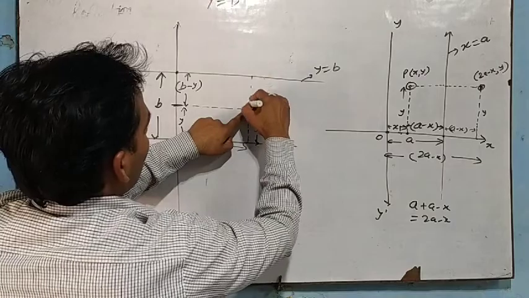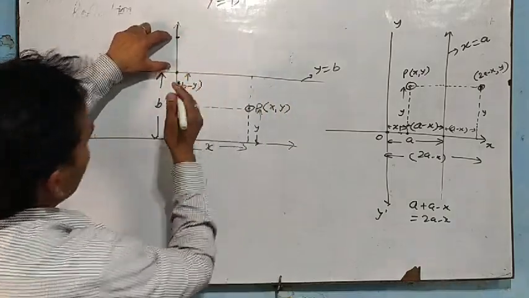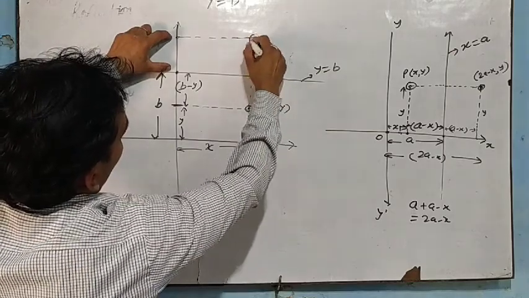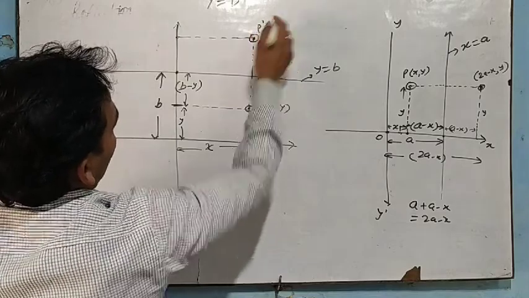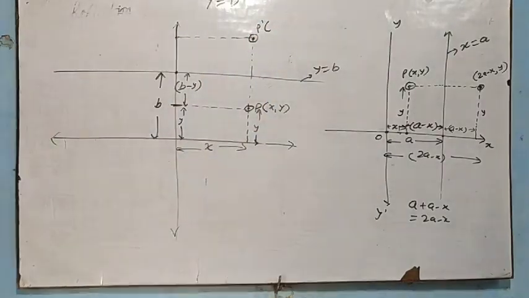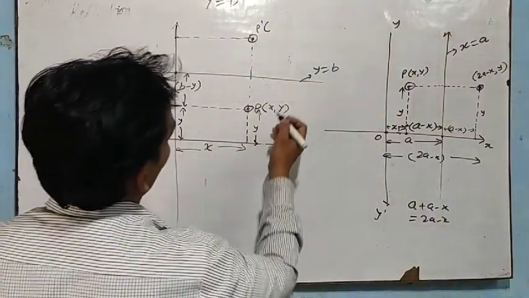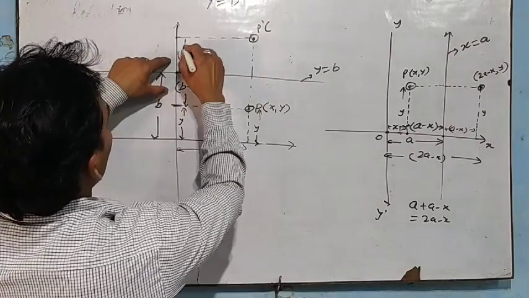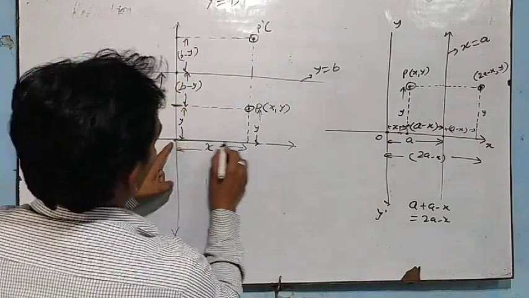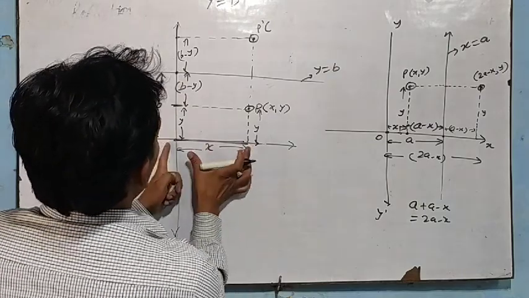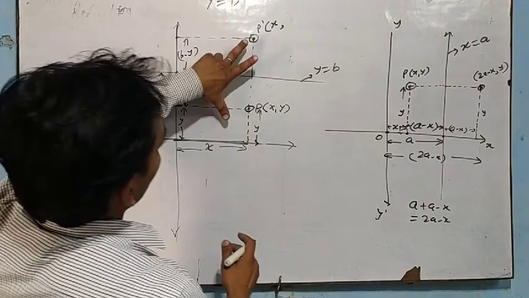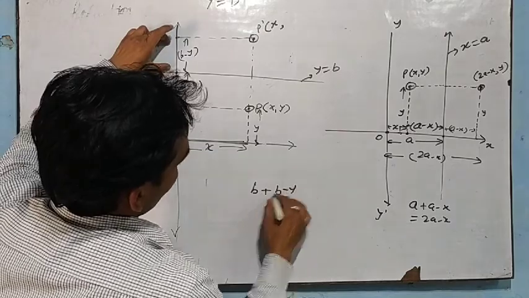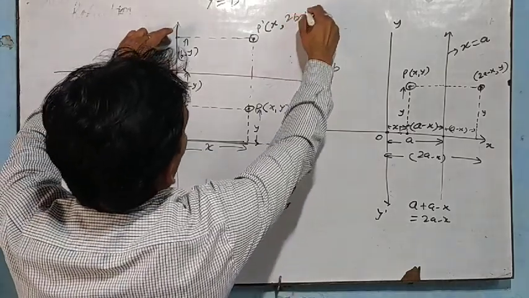Point is here, so the same distance b minus y will go upside, and in front of this point we will get the point P dash, and this P dash will be b minus y. From this point, this is not going to be changed. This point will be x, so x comma, this height will be changed. This is b, this is b minus y, b plus b minus y will be 2b minus y, so we will write 2b minus y.